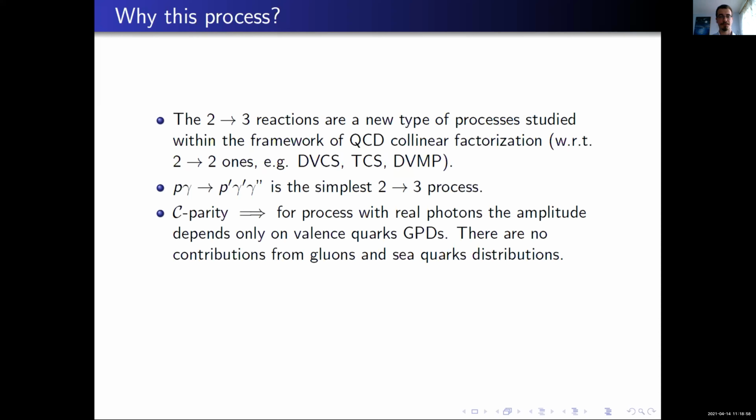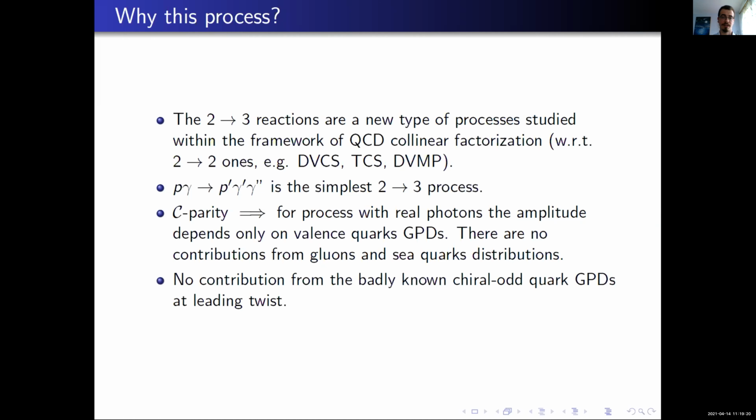Moreover, because of charge conjugation symmetry, for processes with real photons, the amplitude depends only on valence quark GPDs, and there are no contributions from gluons or distributions corresponding to C-quarks. And moreover, there are no contributions from the badly known chiral odd quark distributions at the leading twist, so that we can say that photoproduction of a photon pair is a very clean probe of GPDs.